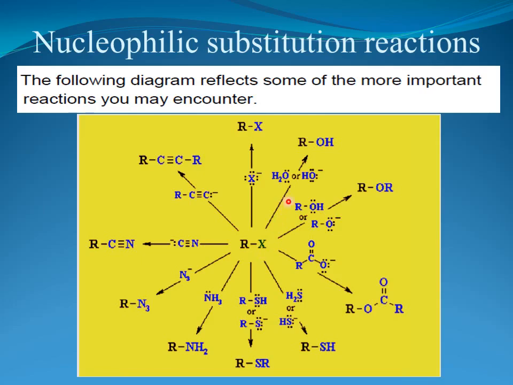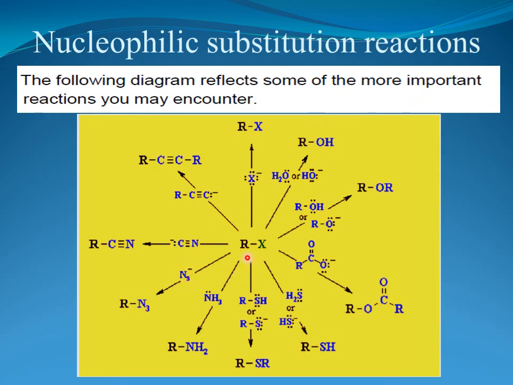Now students, all of these are the nucleophiles which are going to substitute this X atom, the halogen atom of the alkyl halide. For example, if we react the alkyl halide with cyanide group, CN negative, then you can see that the X atom has been replaced by CN, which is a nucleophile. So one nucleophile has substituted another nucleophile. That is why these reactions are called nucleophilic substitution reactions.